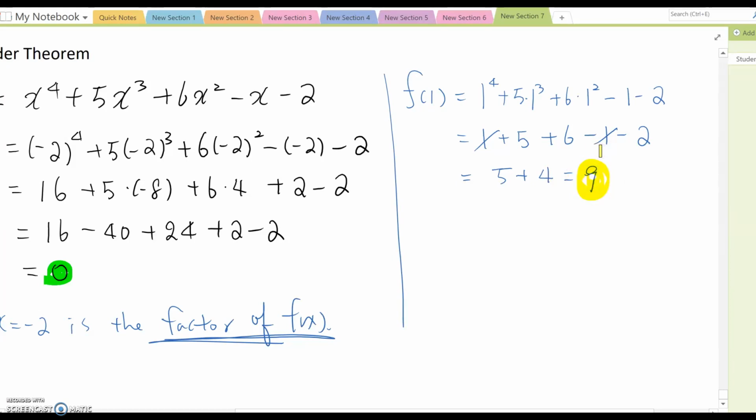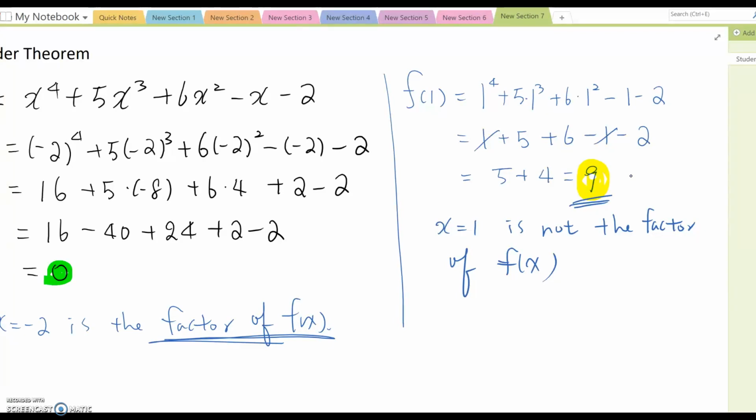So now we can say x equal to 1 is not a factor of f(x). Okay? Then what does this mean? We plug 1 into f(x), we got 9 here. Then we better know what it means. If it is not a factor, then what is it going to be?